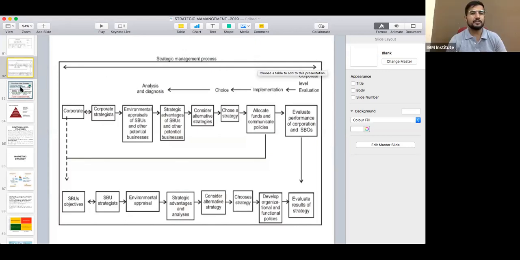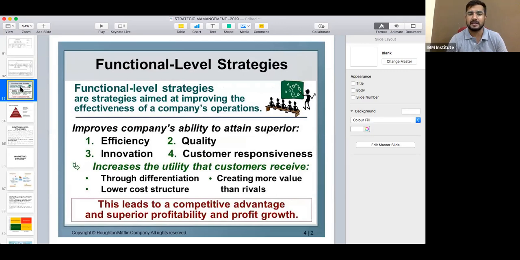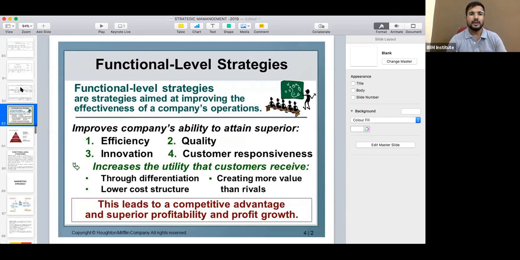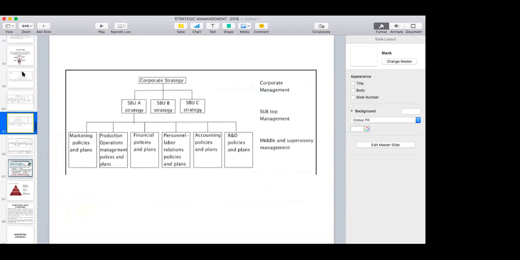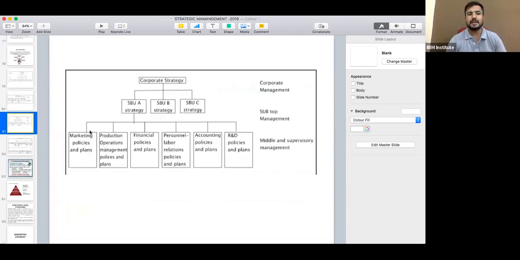Next one, we have the next topic that is called the functional level strategy. As I told you, functional level strategy basically consists of all this important policy making. These policy making basically consist of marketing policy, production policy, financial, HR, accounting, research and development, and so on. Depends on the requirement of the company.